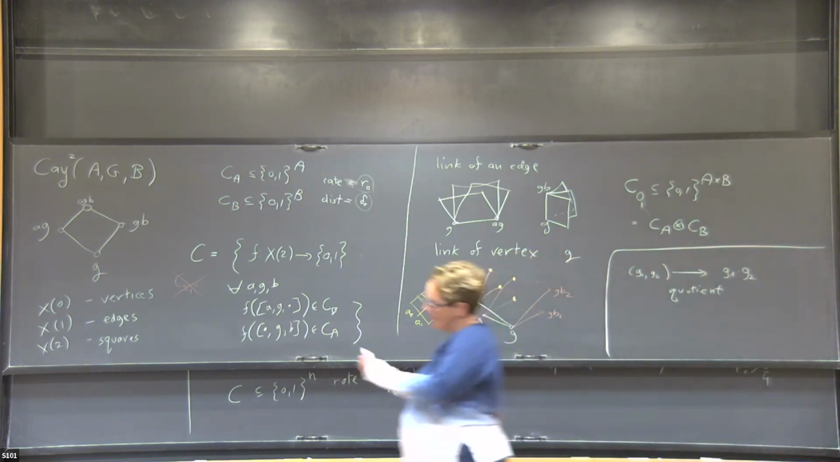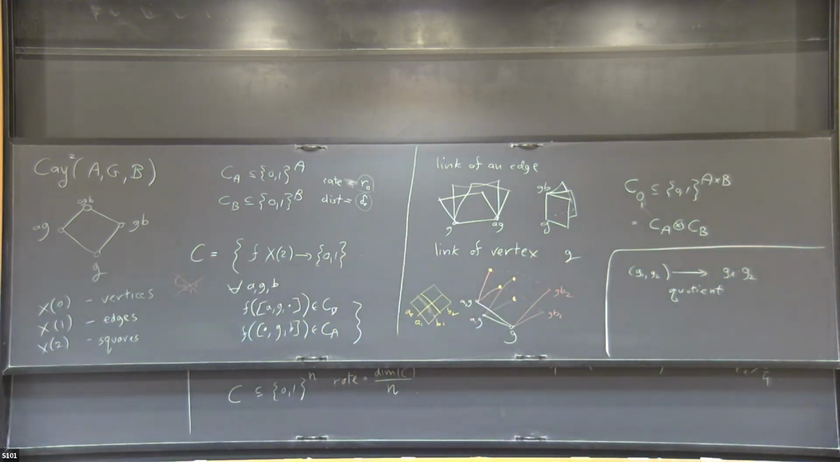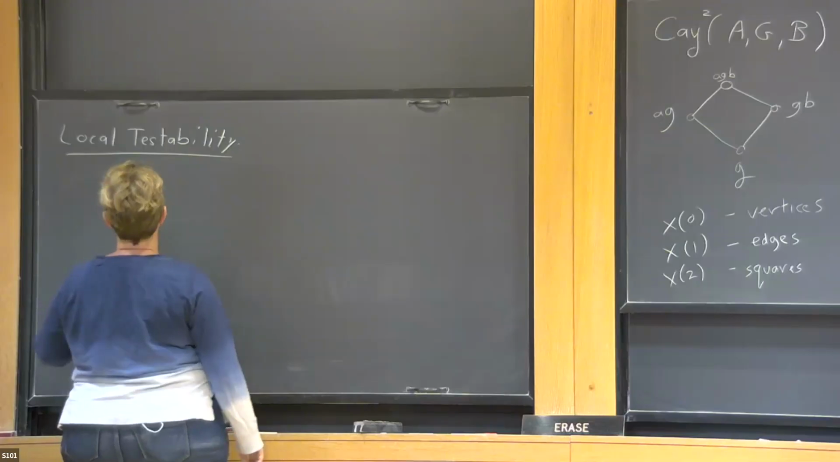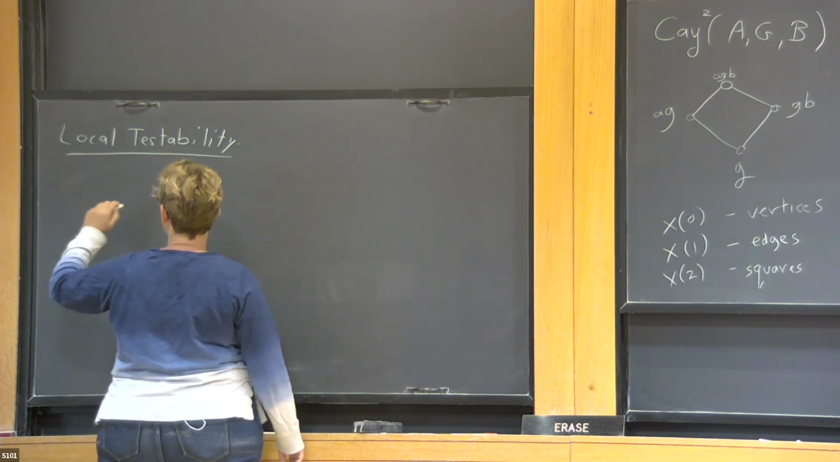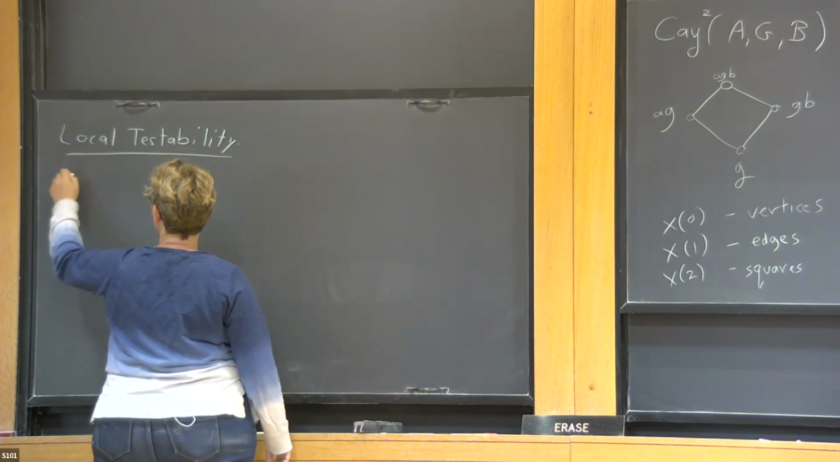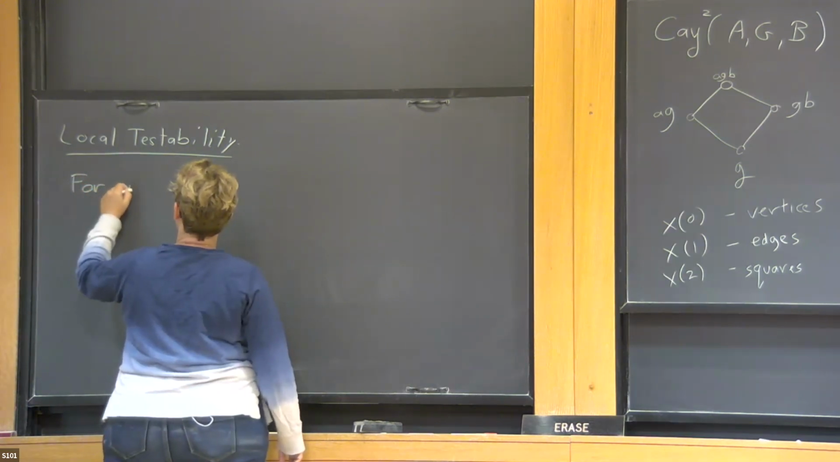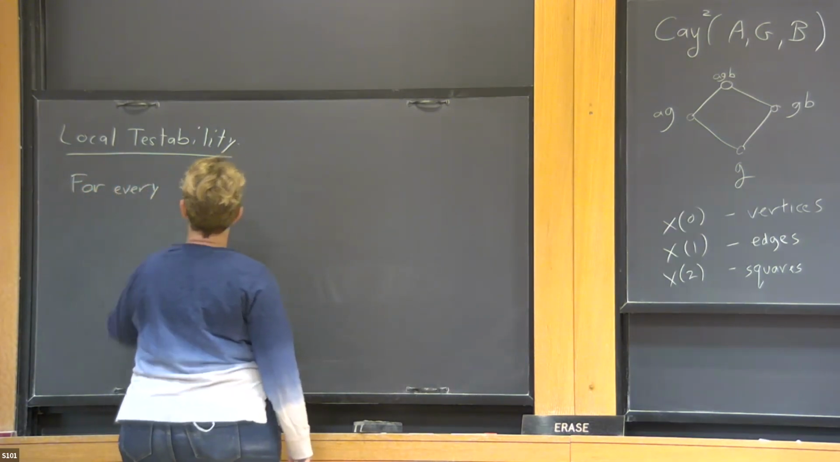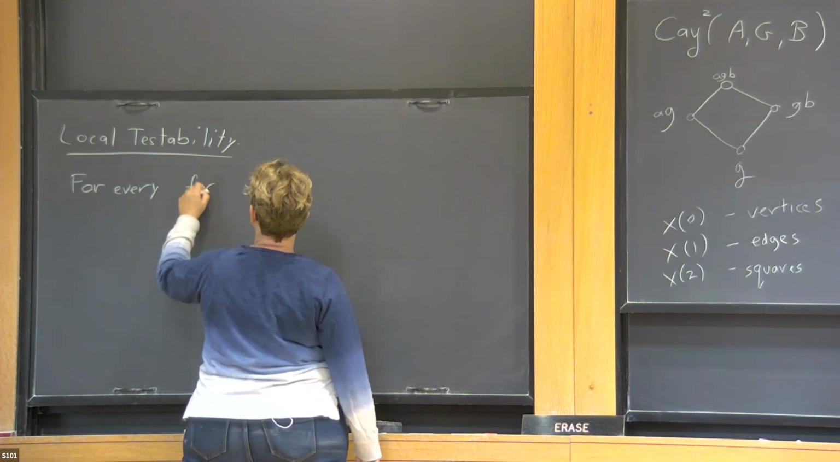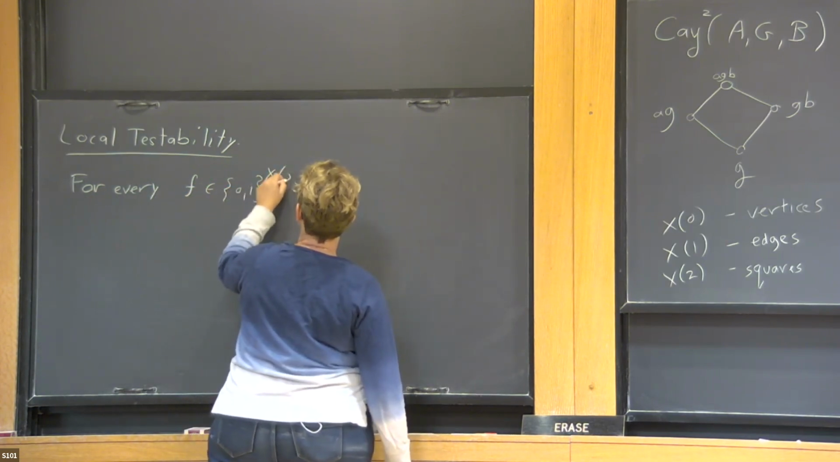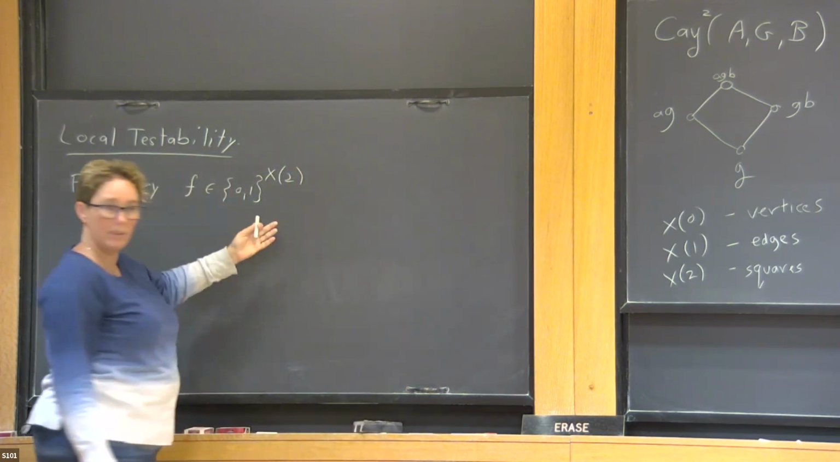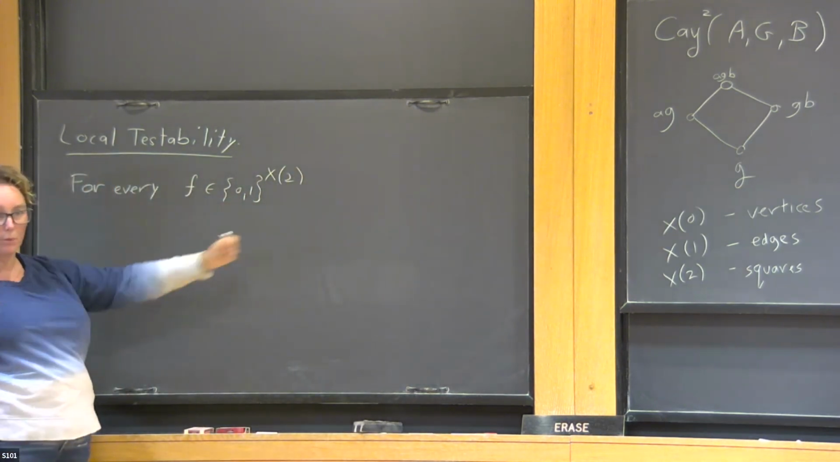So let's slowly start this. Let's start from what we want to prove, local testability. The claim is that the code is locally testable. The formal claim is this: for every f in {0,1} to the x2. So it's not a code, I'm just giving some string of the appropriate length.